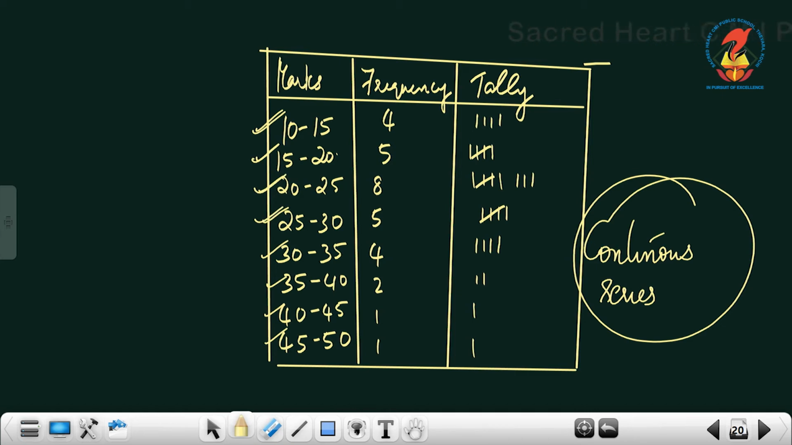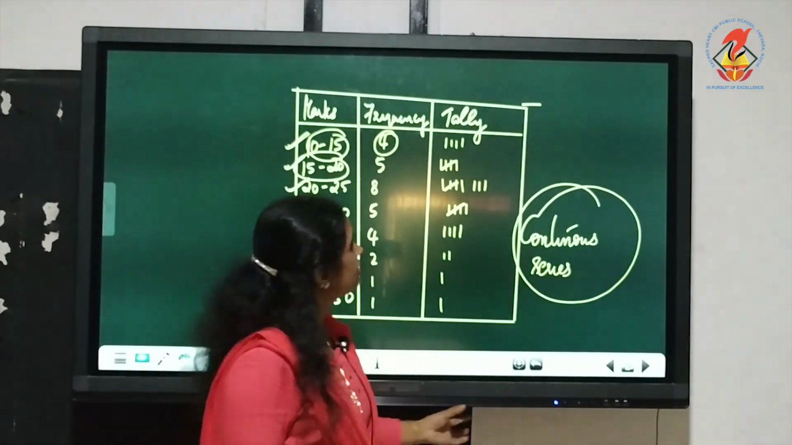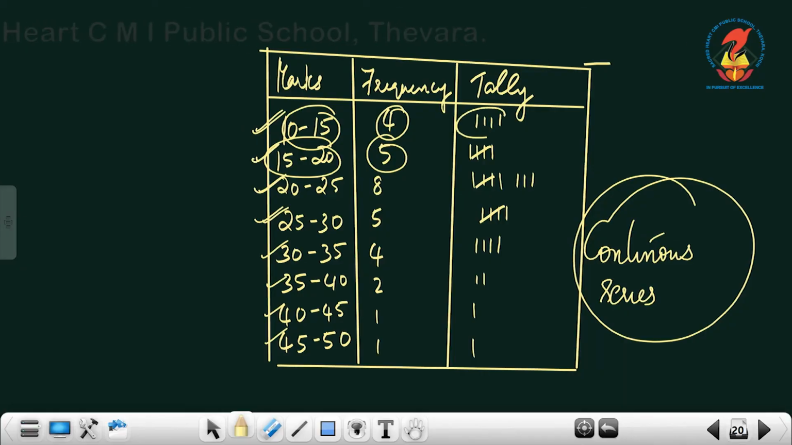Now, let us read the first one. Marks between 10 to 15 secured by how many students? 4 students. Marks between 15 to 20 secured by how many students? 5 students. And the tally bars are also given here: 4, 5. Marks between 20 to 25: how many students have secured marks between 20 and 25? 8 students. And the tally bars are given here.